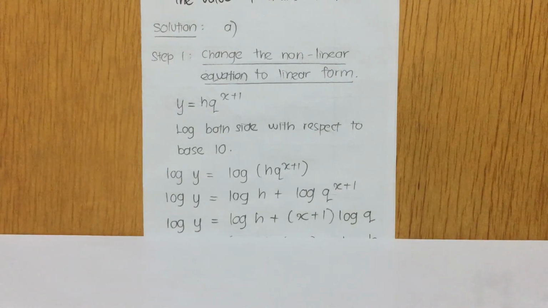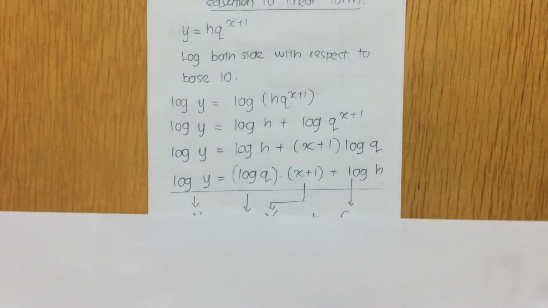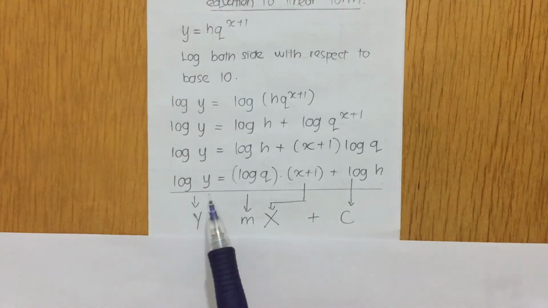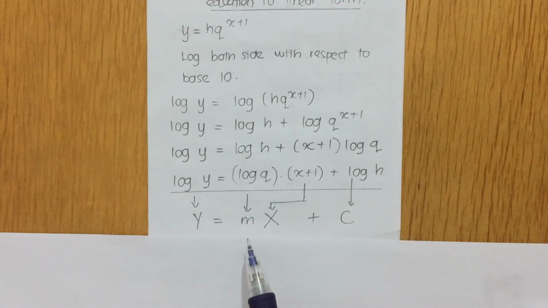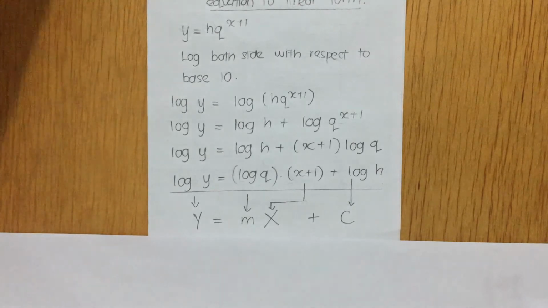Okay, so let me arrange this in terms of y equals mx plus c form, which is the straight line equation form, where you have log y equals log q times x plus 1 plus log h. Okay, so let me pull this paper up. So as you can see here, we have already formed y equals mx plus c. In this case your log y represents the y-axis, your log q stands as the gradient of the straight line graph, your x plus 1 is your x-axis, and your log h is your y-intercept. Okay, this is your very first step, guys. Let me show you the next step on the next page.